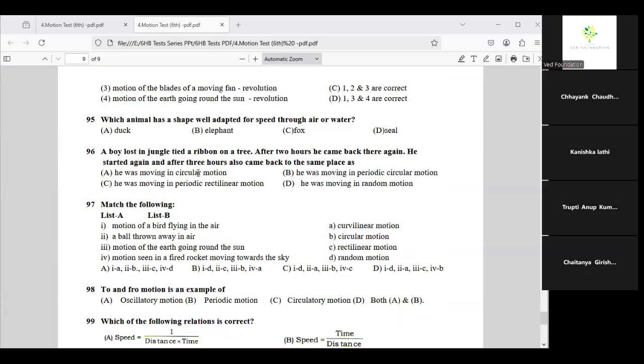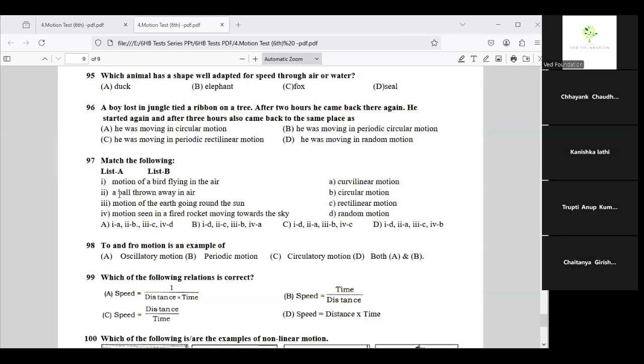Options are: A, he was moving in circular motion. B, he was moving in periodic circular motion. C, he was moving in periodic rectilinear motion, and D, he was moving in random motion. Option A is correct. Was he moving in periodic circular motion? No, because the period is not the same. At first, he completes one rotation in 2 hours, and the second time he completes one rotation in 3 hours. So that is not periodic circular motion. He was moving in circular motion is correct, not rectilinear or random motion. So the correct answer is option A.